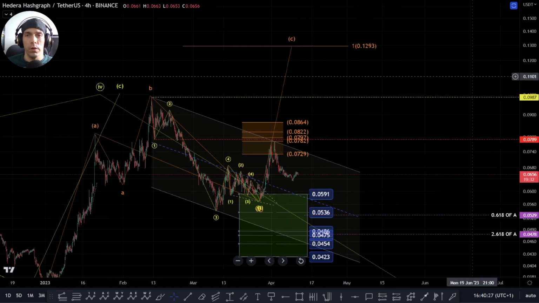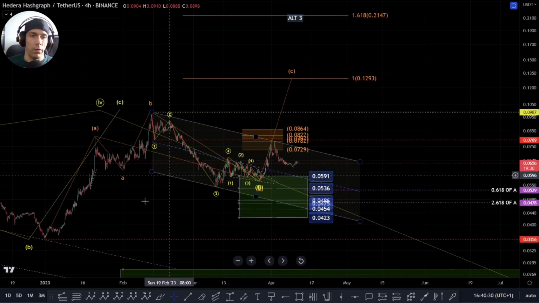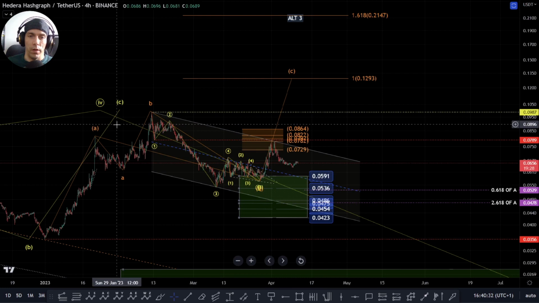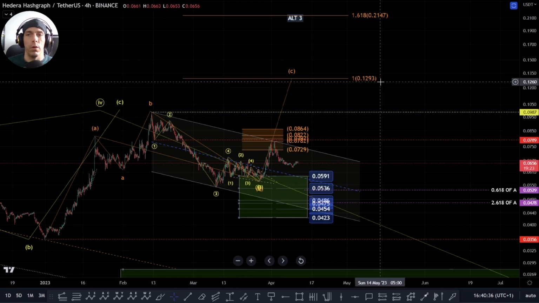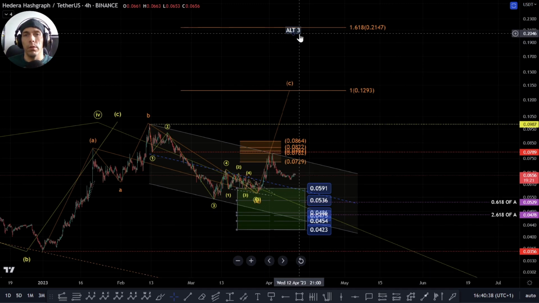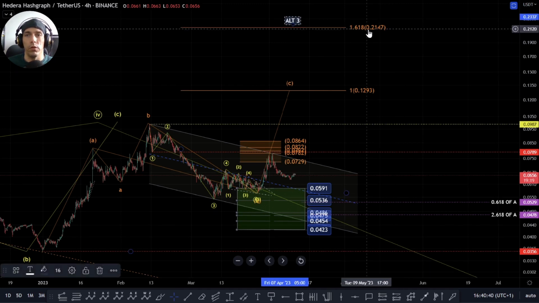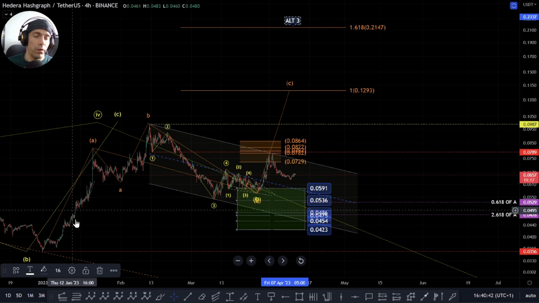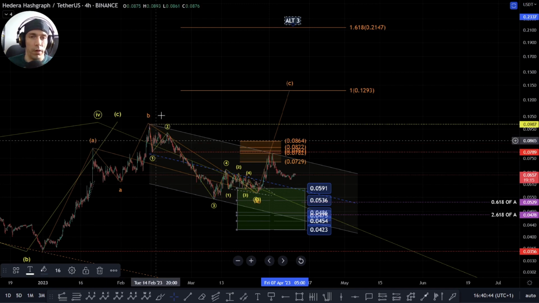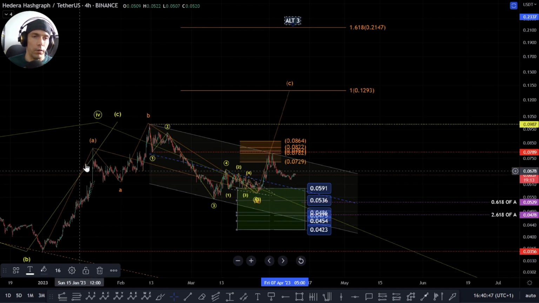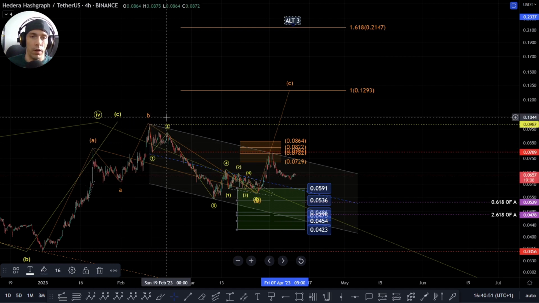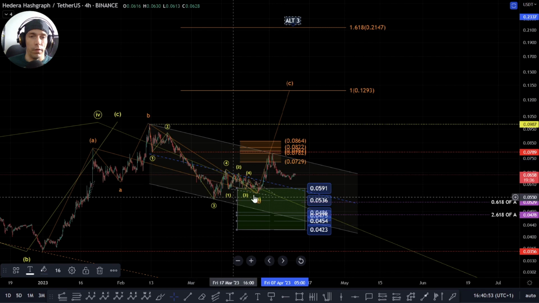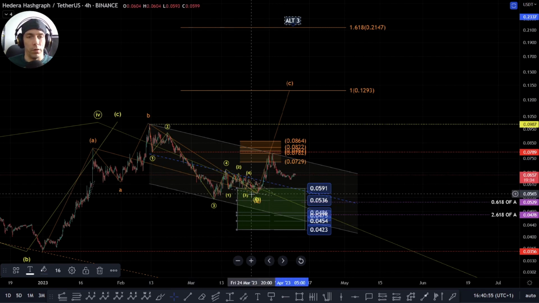Okay, so we're still looking for further evidence that we could actually be looking for either this move as an A, B, and a C to the upside, which we could look to target this 1293, or alternatively looking for a bigger breakout to the upside, looking for this 2147. Like we've discussed in the previous videos, there are two ways that we can look at this move. We can either count this potentially as a five-wave move into this high here, or we can look at this as an A, B, and potentially this as a five-wave move to the downside for a C wave.